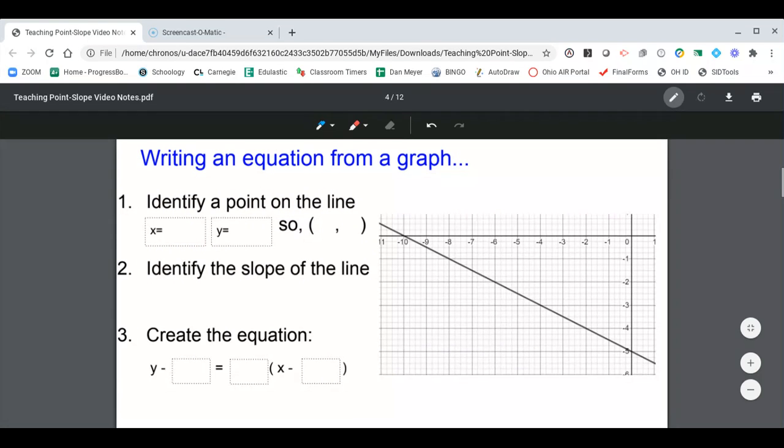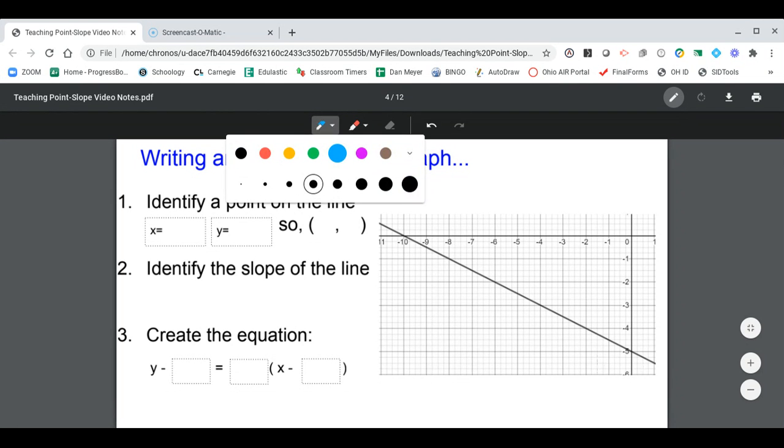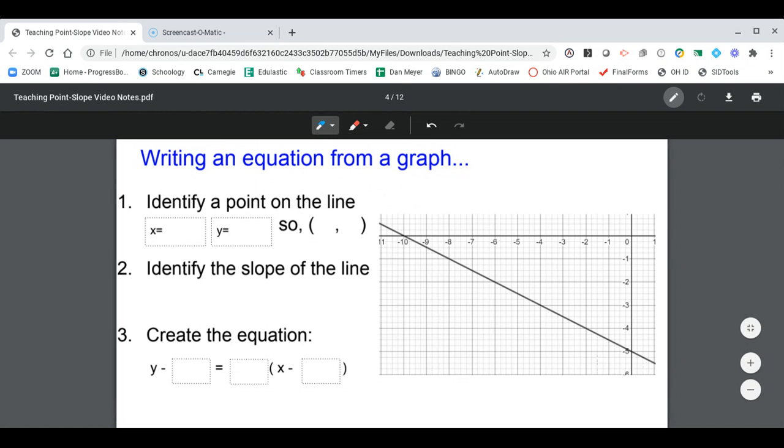So now let's have you try it. Pause this video, and then once you're done, press play, and I will be doing this with you as well. Okay. So identify a point on the line. Pick one. Let's go with -2, -4. So my x-coordinate is -2. My y-coordinate is -4.